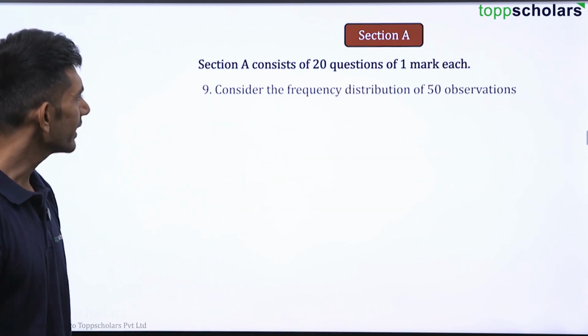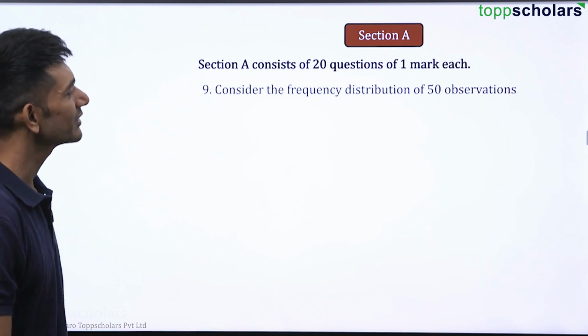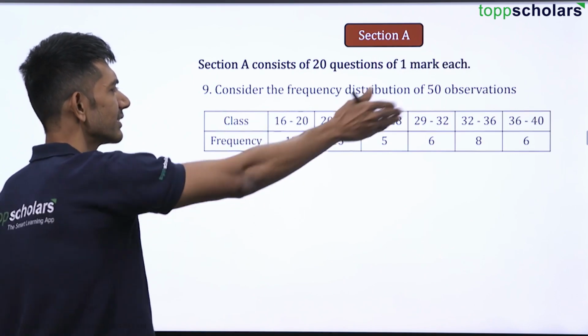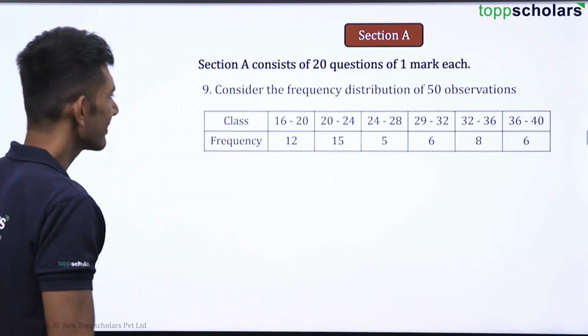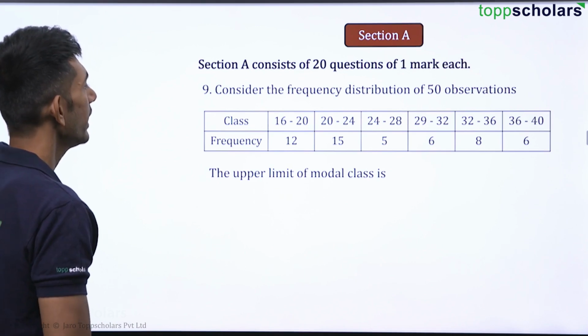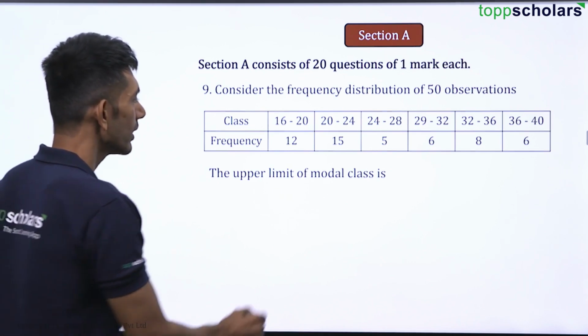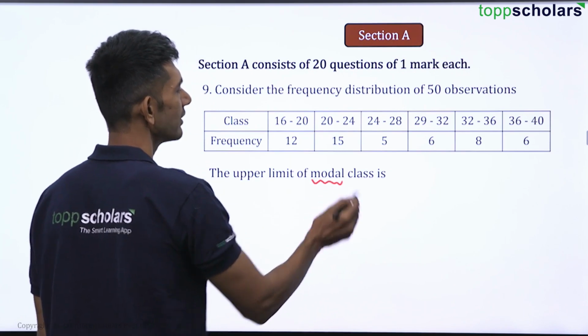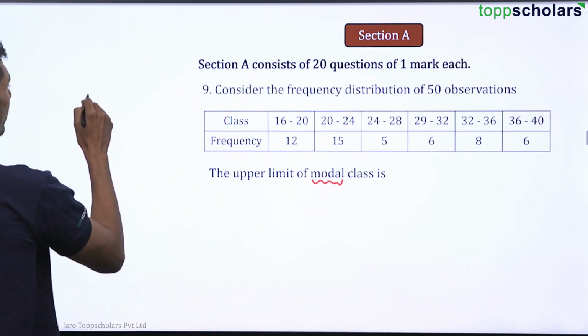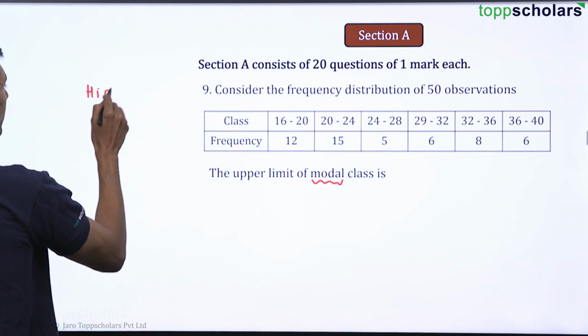Perfect. Let's continue. So here consider the frequency distribution of the observations. So class interval is given and the frequency is given. Let us see what is the question. The question says the upper limit of the modal class. Modal class means we are talking about mode, right? And mode means what? Mode means highest frequency.